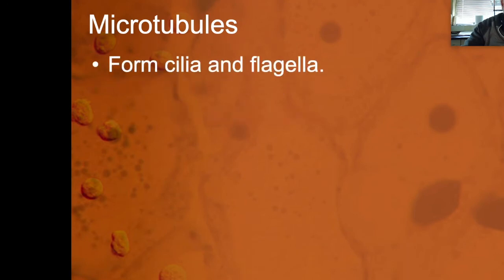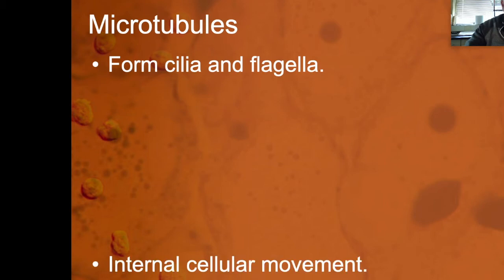What else do they do? They make cilia and flagella, okay? Cilia are little hairs, and flagella is like a whip. Let's take a look at that.